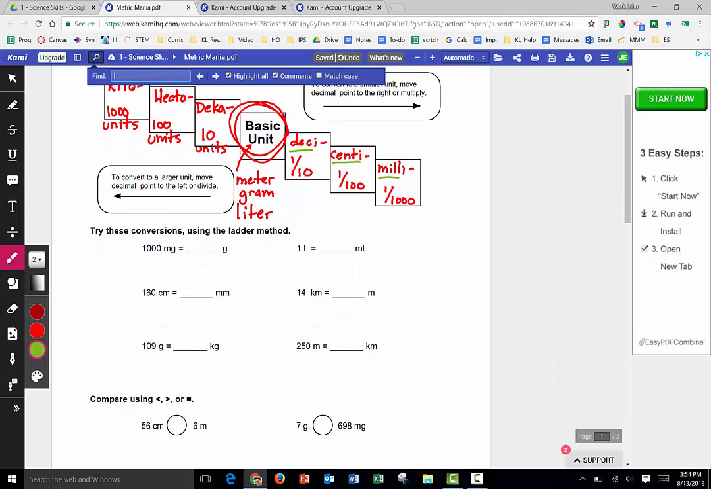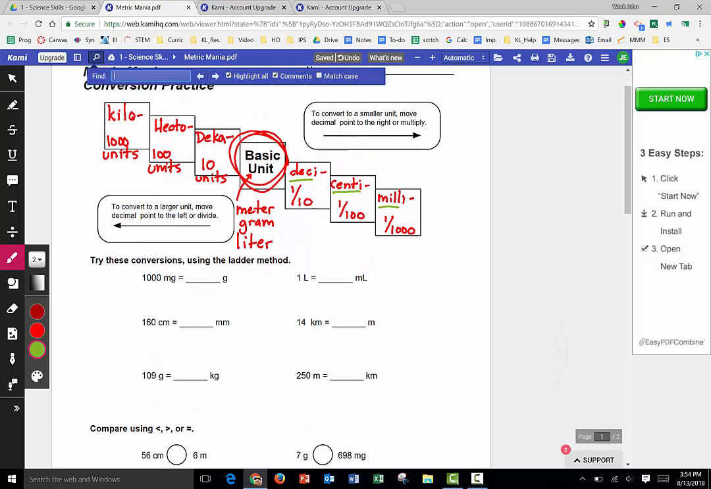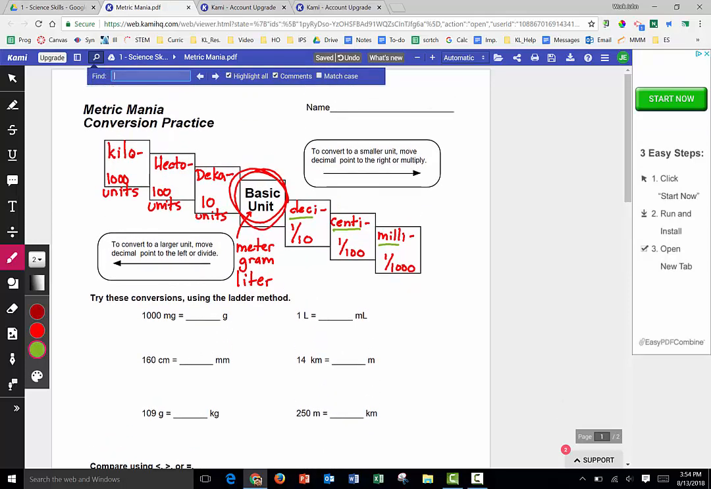Okay, let's see what we're going to do with these prefixes. There are some instructions here that I wanted to highlight for you, and it says basically if you want to convert to a larger unit, you move the decimal point to the left, or you divide. If you want to convert to a smaller unit, then you move it the other way, to the right.